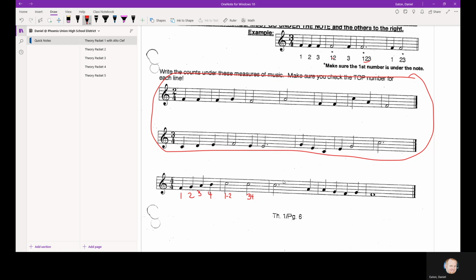Okay, dotted half note, that's worth 3 counts. So it starts on count 1 and it takes up all 3 of these. So 1, 2, 3. I still have to, again, account for my last count here, right? So there's my count 4. Again, another measure of quarter notes. That's super easy. And now I'm at my whole note. I know that's worth 4 counts. 1-2-3-4. Piece of cake.